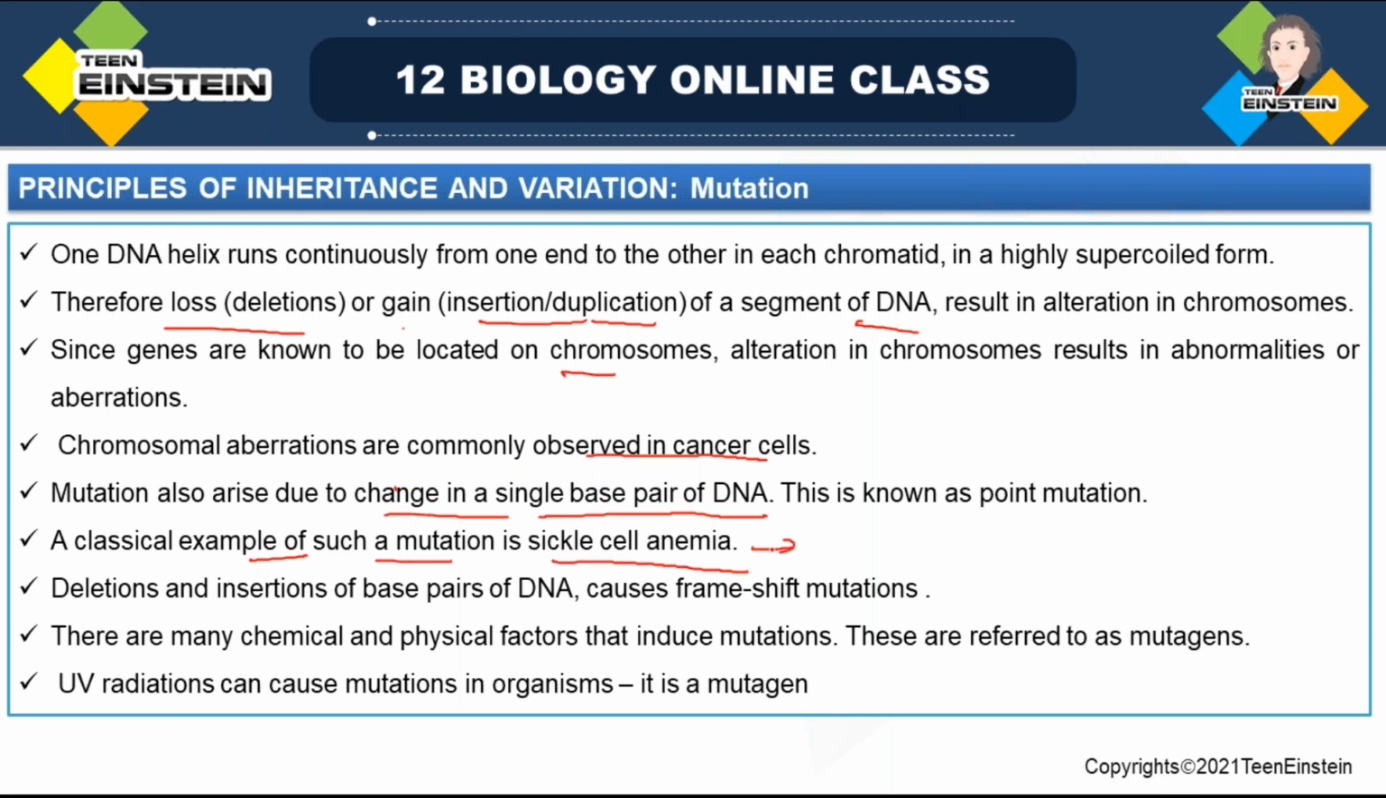Sickle cell anemia is an example of such a type of mutation, addition or deletion of a single base pair. That means a small change. A single base pair is getting changed in the DNA. That is called point mutation. So what is point mutation? Only that single point is getting added or deleted, or there is a change only at that single point. Such a type of mutation is called point mutation. The example is sickle cell anemia.